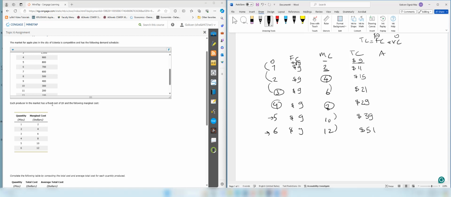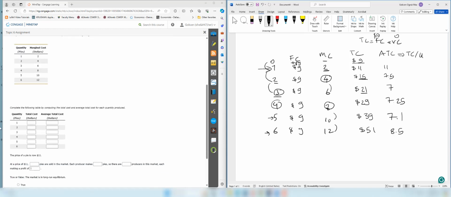Next we need to find the average total cost. Average total cost is total cost divided by quantity. So we are going to start from here, the first unit. 11 divided by 1 is 11. 15 divided by 2 is 7.5. 21 divided by 3 is 7. And 29 divided by 4 is 7.25. 39 divided by 5 is 7.8. And finally, 51 divided by 6 is equal to 8.5.